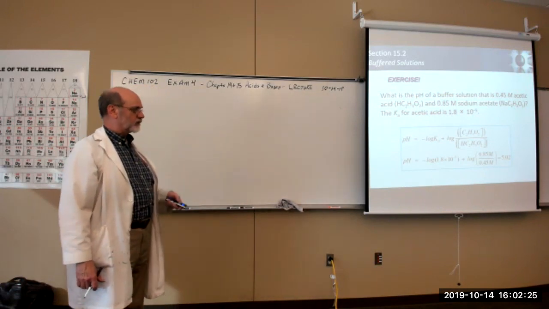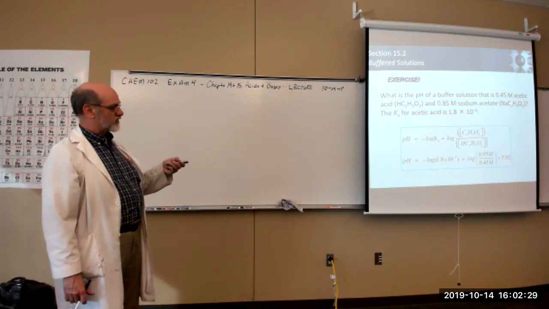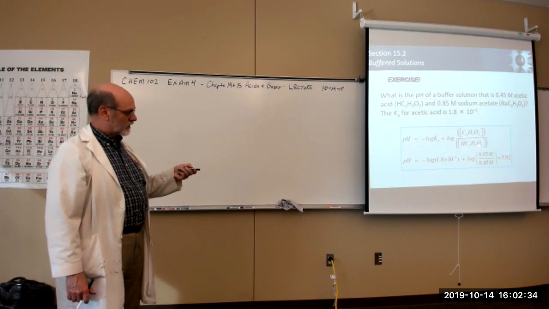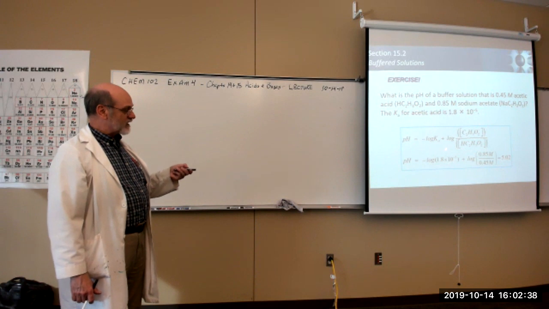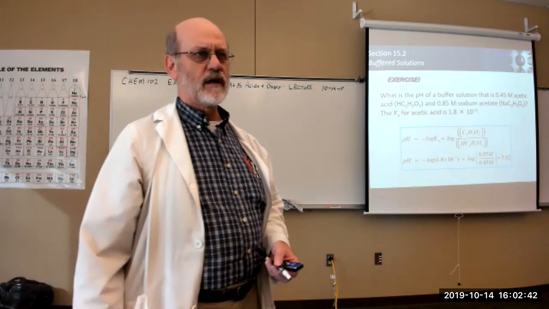pH is 5.02. Right? We just plug those values, this value here, 0.85, this value here, down there. And then the negative log of your Ka gives you the pKa. Okay.